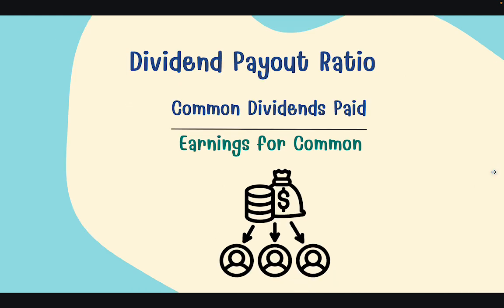Then there's the dividend payout ratio. What are we actually going to be, the ratio, the percentage that we're actually paying out in dividends? You're going to take the common dividends that have been paid and divide that by the earnings for the common. And that's going to give you the dividend payout ratio. I would absolutely make a flashcard for this.